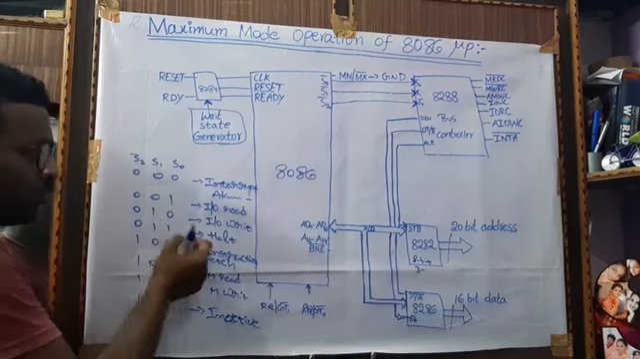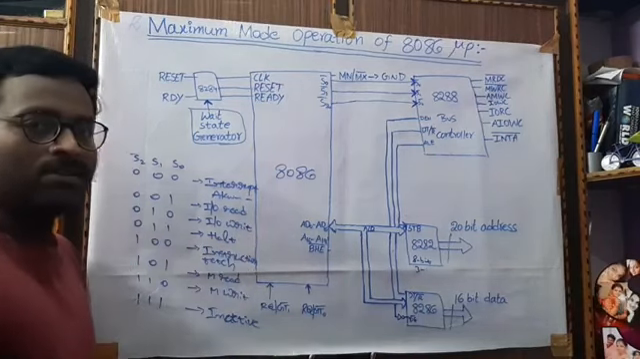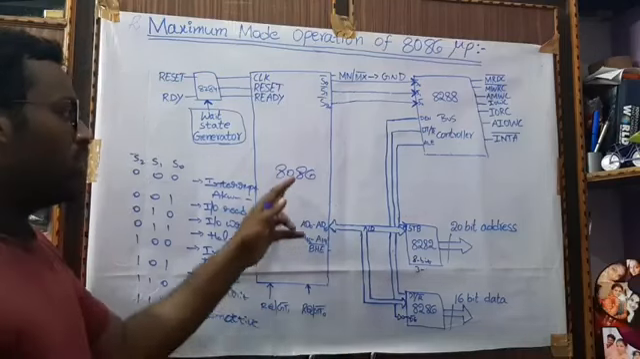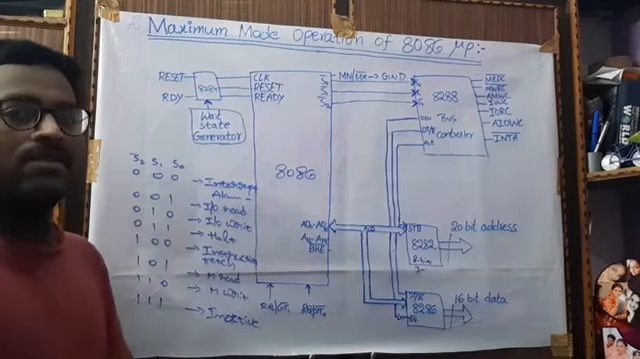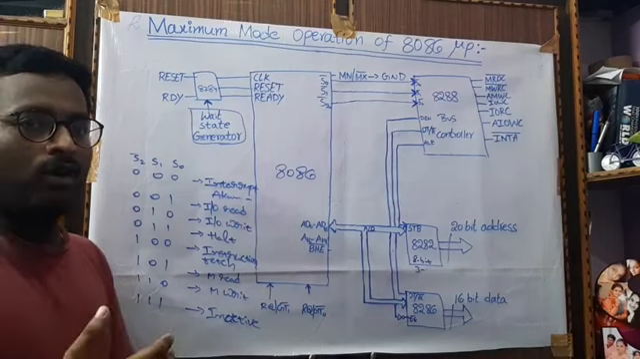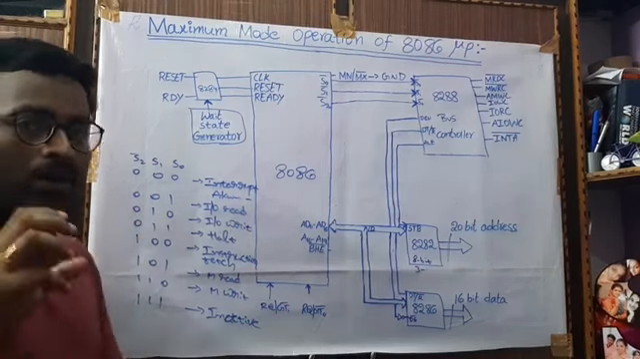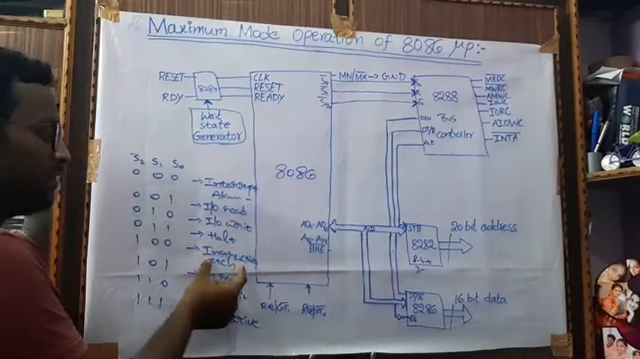Next, 011 means halt operation. Halt operation is a special case in which all the buses are in the control of the 8086. Next, 100 is instruction fetch operation. Instruction fetch means that from a memory location, we have to get some instruction, and that is called the instruction fetch operation.